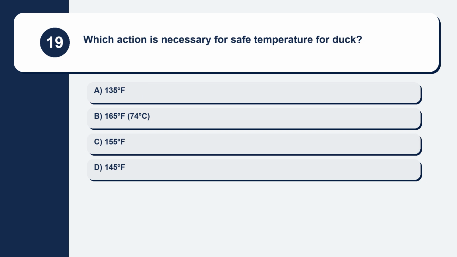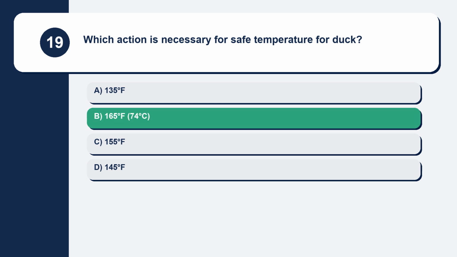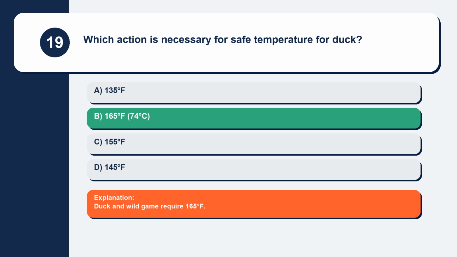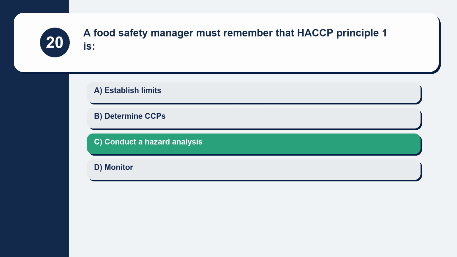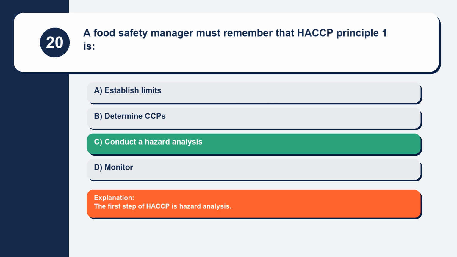Question 19. Which action is necessary for safe temperature for duck? 135 degrees Fahrenheit, 165 degrees Fahrenheit, 74 degrees Celsius, 155 degrees Fahrenheit, 145 degrees Fahrenheit. Duck and wild game require 165 degrees Fahrenheit. Question 20. A food safety manager must remember that HACCP Principle 1 is: establish limits, determine CCPs, conduct a hazard analysis, monitor. The first step of HACCP is hazard analysis.